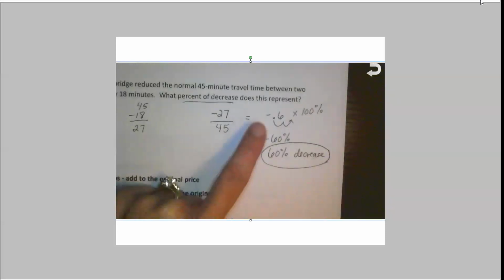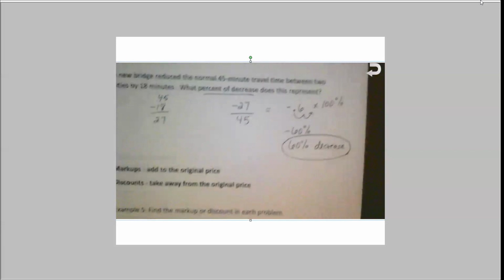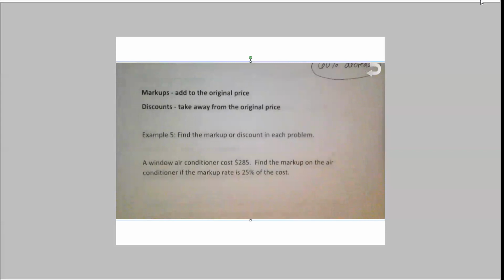When you get that decimal, shift your decimal point 2 spaces to the right to get your percent, and then label it an increase or a decrease. All right, 2 more definitions. Markups, okay, this is an add-on to the original price, where discounts take away from the original price.